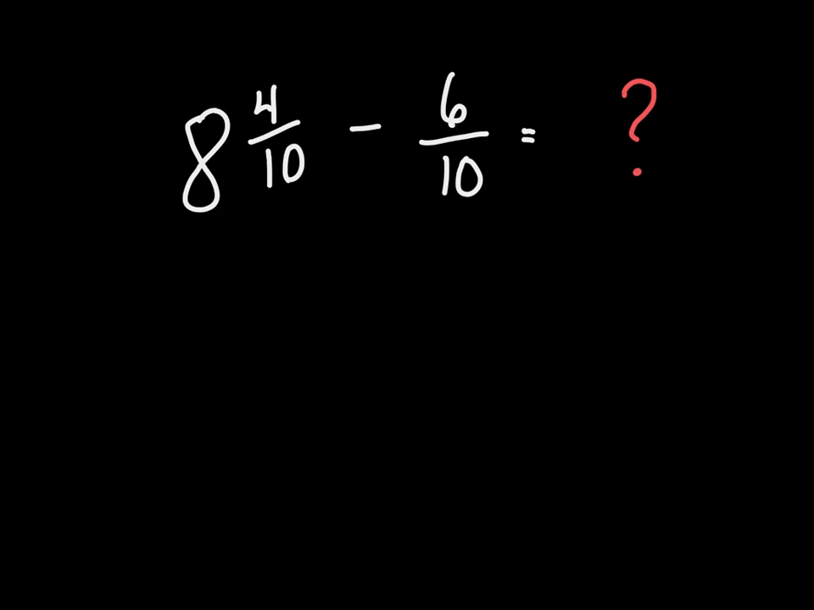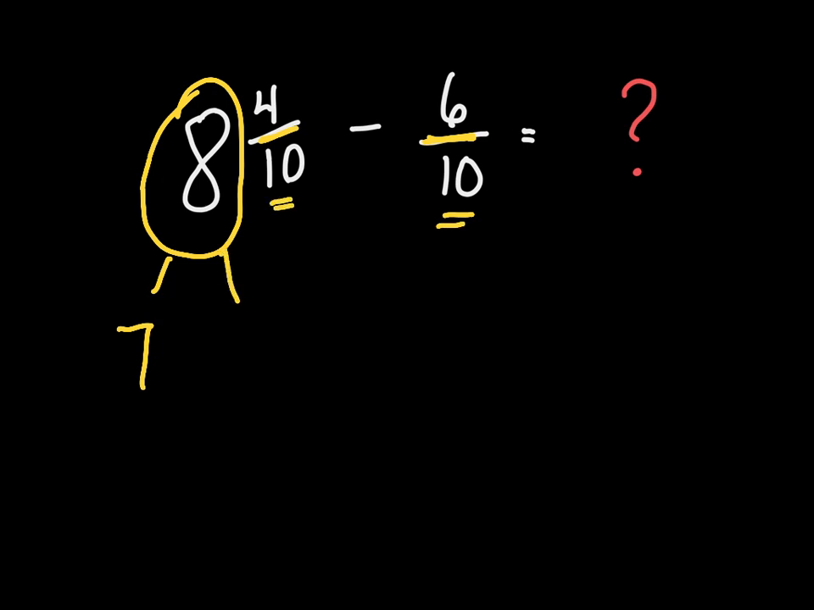Eight and 4/10 take away 6/10. All right, remember from last night and from today, we did this. We cannot take a big number from a small number. So we have to break this whole down and pull out a whole. Once we pull out a whole, we are left with 7 wholes. And then we look at the denominator, and the denominator is telling us it's breaking up into tenths. So now we know what our whole is going to look like as a fraction, and it's going to look like 10 tenths. Because 7 plus 10 tenths is just really equal to 8 wholes.